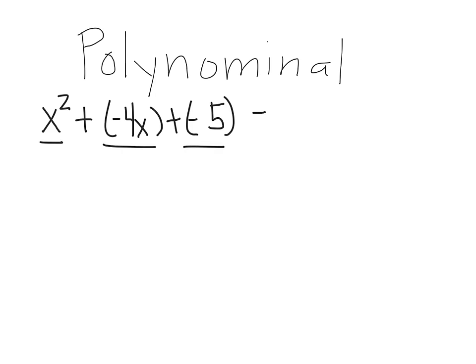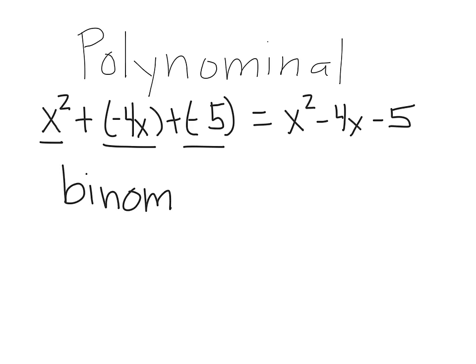Now, the book's actually going to simplify this. They're not going to use the addition signs. They're just going to write this as x squared minus 4x minus 5. Now, there are a couple special names for polynomials. If there are only two terms, it's called a binomial. So a binomial could be something like 6x minus 7. Notice that has two pieces, and that's where the word binomial comes from.